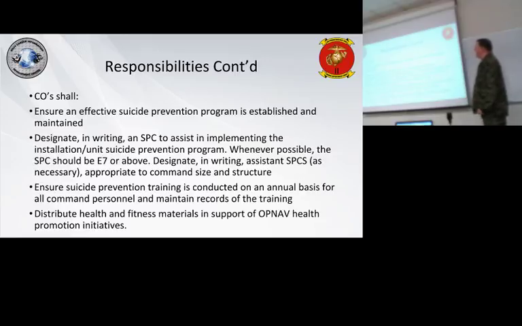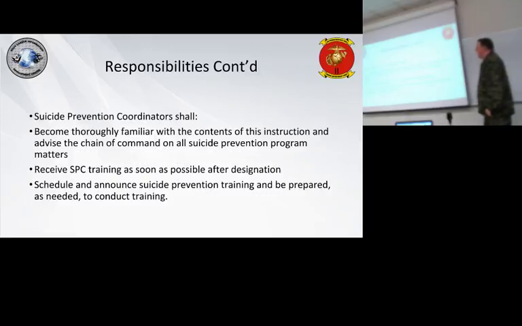All right, commanding officers ensure an effective suicide prevention program is established and maintained at the specific command, right? It goes from the CNO all the way down to BUMED, to the chaplains, to recruiting. Everybody's involved. And then obviously with the specific command, it's the CO's responsibility to ensure that they have a good suicide prevention program. Right. Suicide prevention coordinators shall become thoroughly familiar with all the contents of the things we just talked about, receive training as soon as possible after they've been designated as a unit suicide prevention coordinator, and schedule and announce suicide prevention training, and be prepared as needed to conduct their own training.